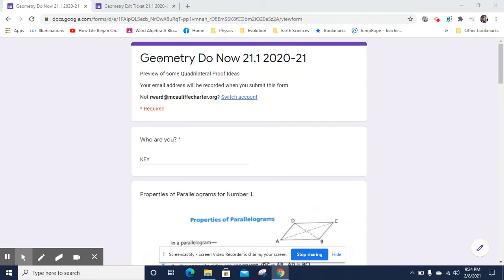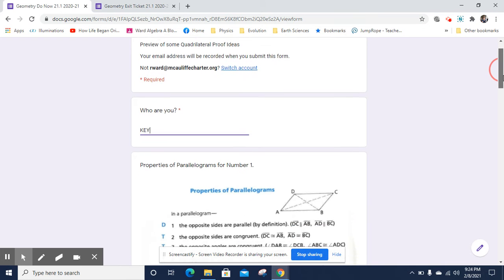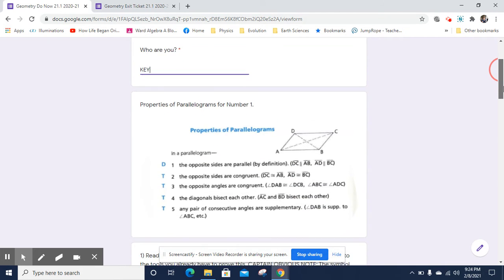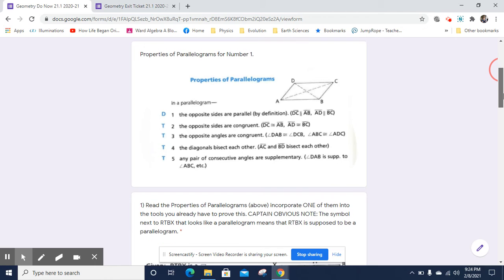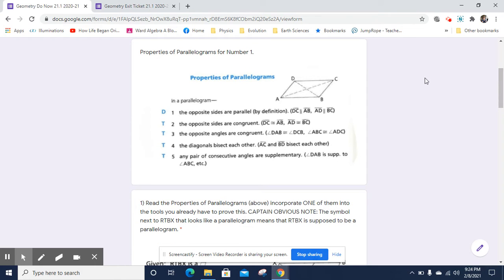Hi, this is Mr. Ward, and today's Do Now 21.1 is a preview of some quadrilateral proof concepts from 5.5 and 5.6. Even if you haven't gotten there, you've got plenty of tools that you can incorporate with some of these basic ideas. So there are some basic properties of a parallelogram that you'll need for number one.